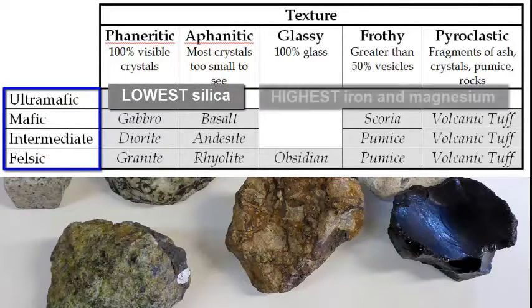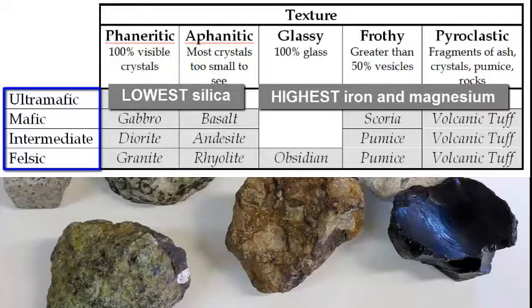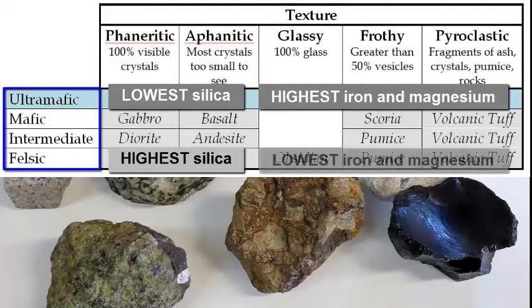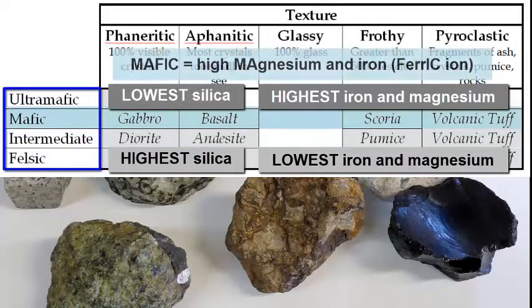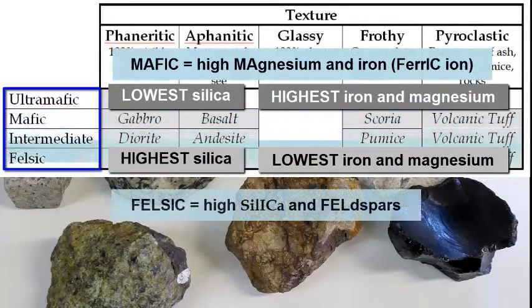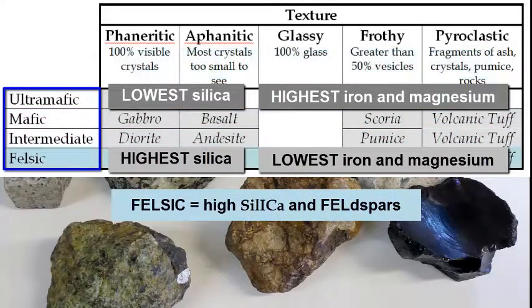Lowest silica, highest iron and magnesium compositions are called ultramafic. As silica content increases and iron and magnesium decreases, we move from ultramafic to mafic to intermediate to the highest silica content in felsic rocks. Note, mafic gets its name from its high magnesium and iron ferric content. Felsic gets its name from its high silica and feldspar content.